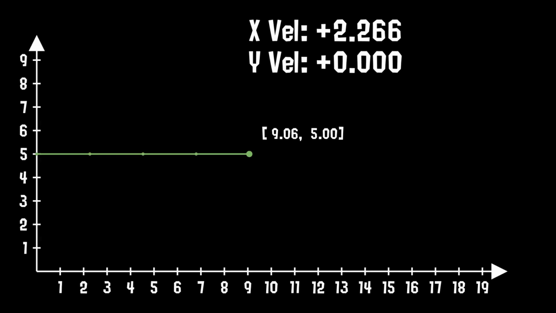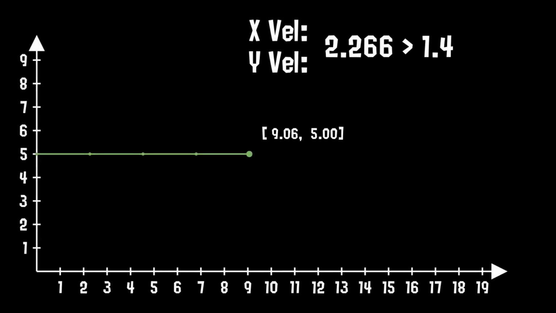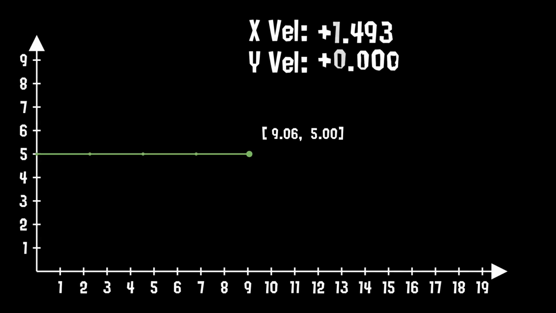Once it is the end of straight state, if the projectile is moving above a certain speed, it will be limited to that speed. In this case, the Splattershot has its projectile speed limited to 1.493 units per frame. After this limit in speed, the projectile will then enter break state, in which air resistance and gravity now apply.